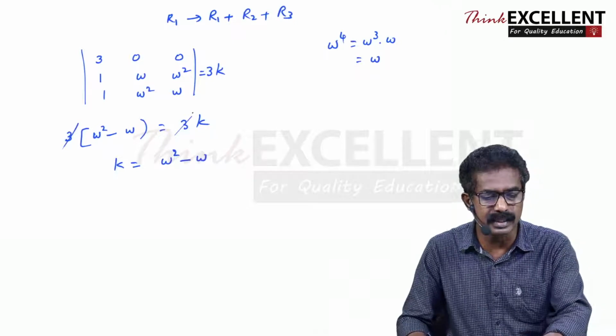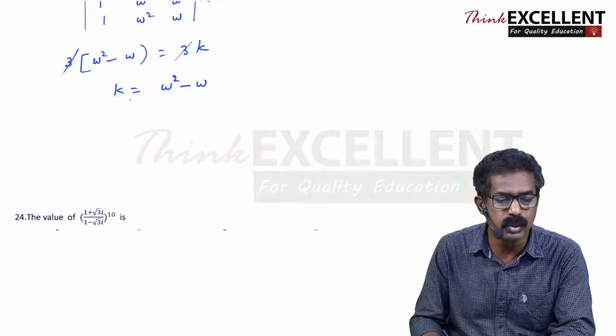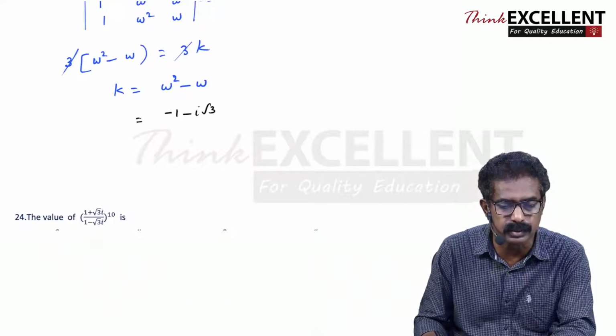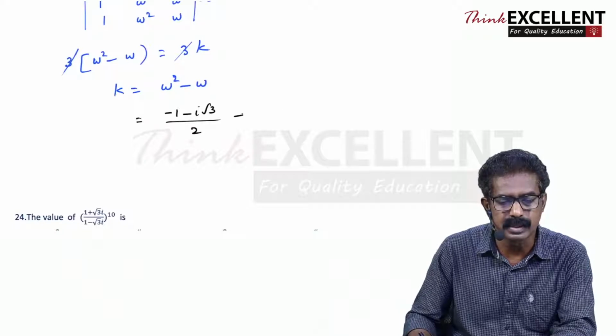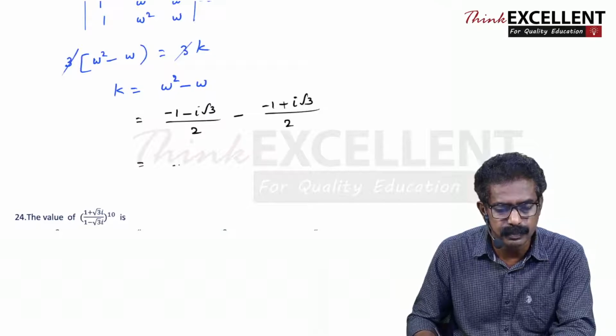But in the answer, it is not given in terms of omega. They simplified. So you must know the value of omega square: minus 1 minus i root 3 by 2. Minus omega is minus 1 plus i root 3 by 2. Take 2 as LCM.